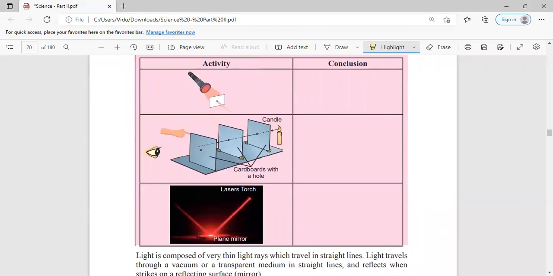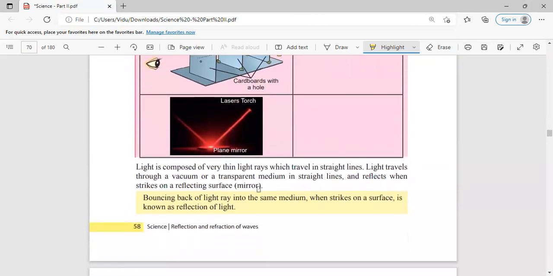Here the third activity: plane mirror, laser torch, light reflection. Conclusion is light reflects when it hits an object. Bouncing back of a light ray into the same medium when it strikes a surface is known as reflection of light. This is called reflection of light.